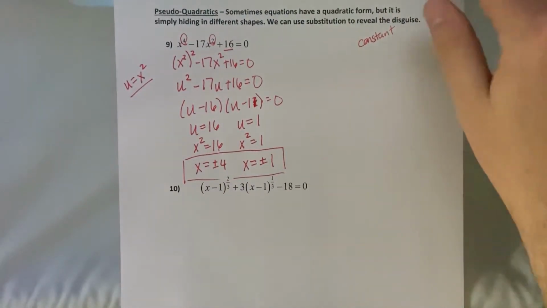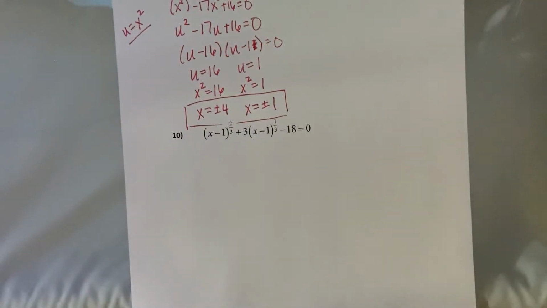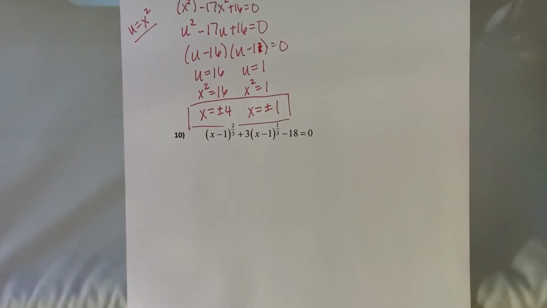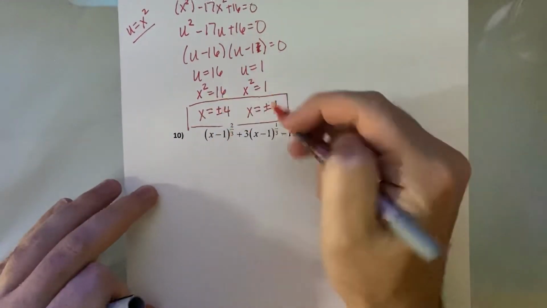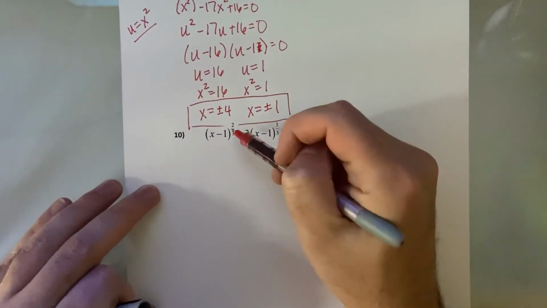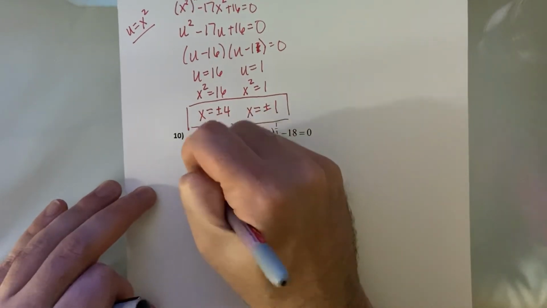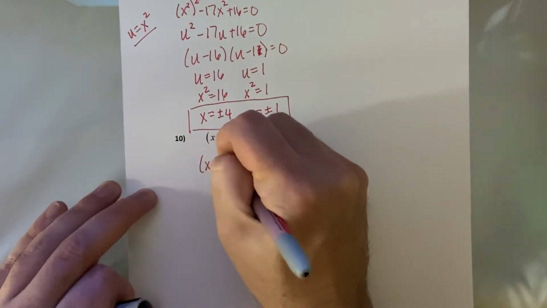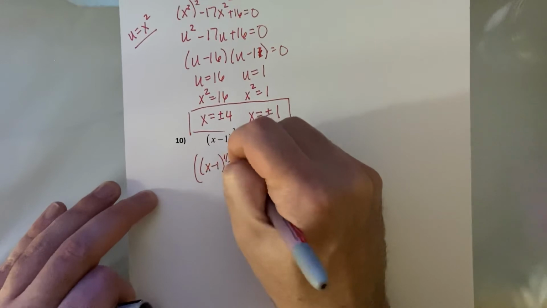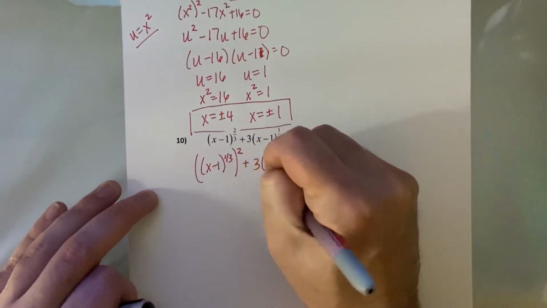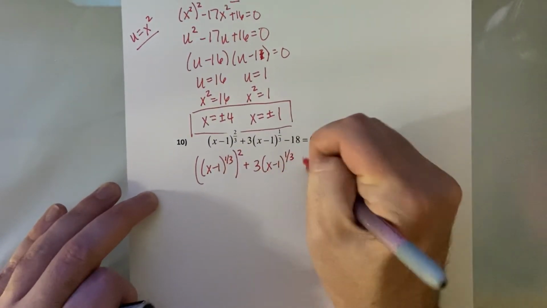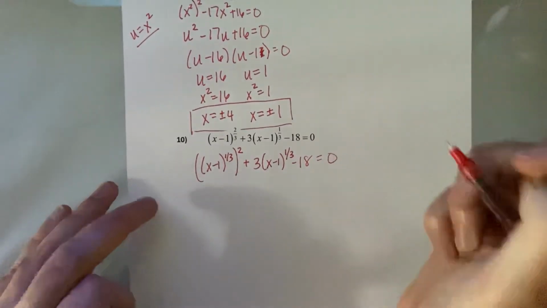Okay, let's look at number 10 as well. x minus 1 to the 2/3 plus 3 times x minus 1 to the 1/3 minus 18 equals 0. So again, if you see it, it's double. 2/3 is double 1/3. So it's really x minus 1 to the 1/3, squared. Because of the way the laws of exponents work, that's how it works.